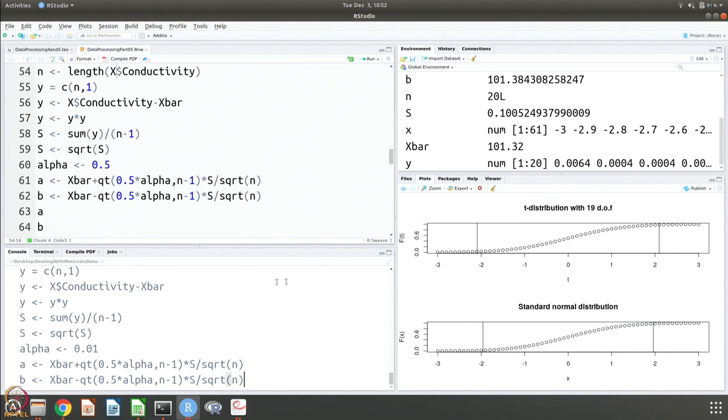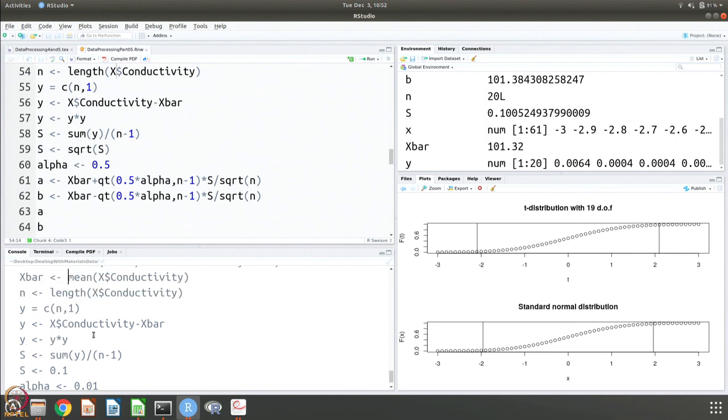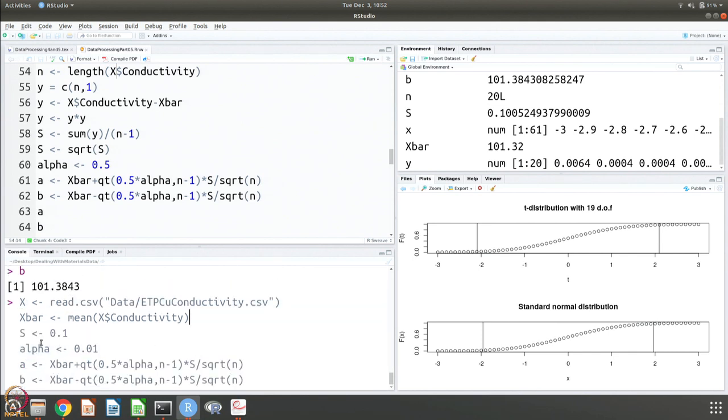This is all assuming that it is T distribution, but you can also calculate by assuming that it is normal distribution, in which case we do not need all these calculations. We are just going to assume that S is 0.1, let us say, and so we do not need any of this, right? We have the mean, we have the standard deviation, mean is from the data, standard deviation is assumed to be known, and then in that case we should not use T, we should use Q norm, and you know this is standard normal distribution, so it is 0 mean and 1 standard deviation.